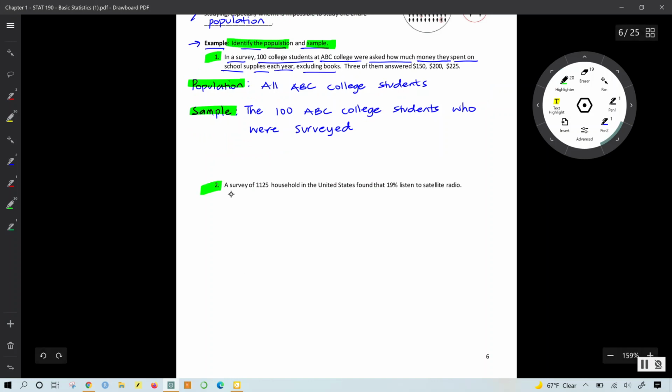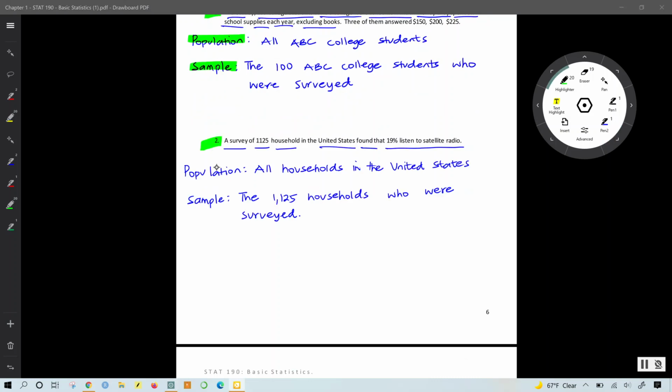In this case, there has been a survey of 1,125 households in the United States, and we found that 19% listen to satellite radio. Again, we're to identify the population and the sample. The population here will be all households in the United States, and the sample will be the 1,125 households who were surveyed. So right here on your screen, you have the answer to question 2.